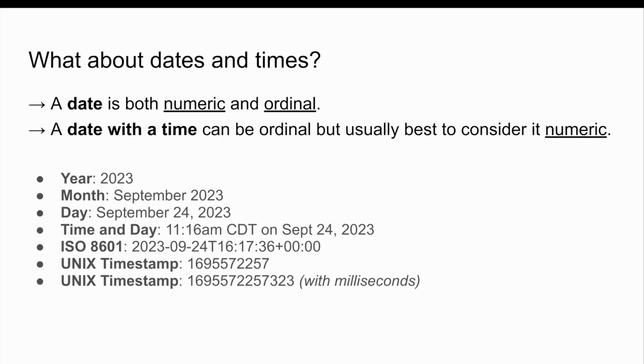What about dates and times? Well, a date is both numeric and ordinal. You can see that you can implement a time as a Unix timestamp, which is just a number. A date with a time can be considered ordinal, but it is usually best to consider it numeric, especially as the time gets increasing precision. So if we start large and we think about the year 2023, that clearly comes before the year 2024, so it's ordinal, but it also can name the year.